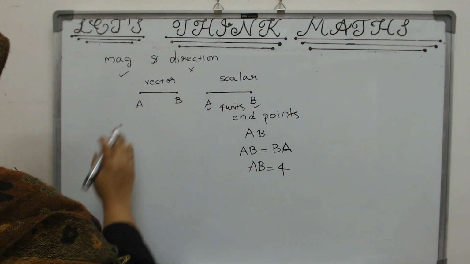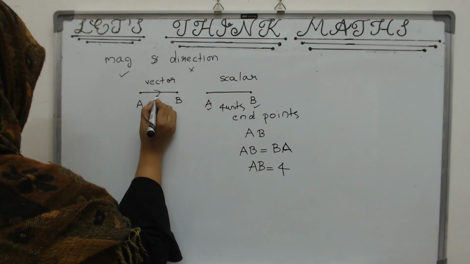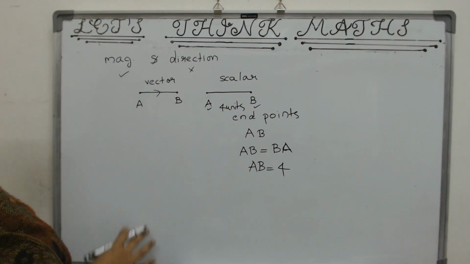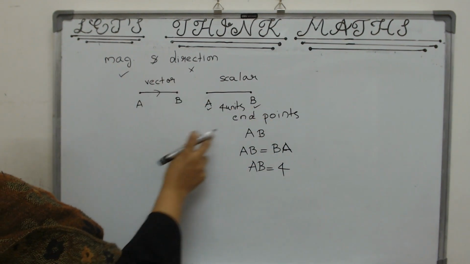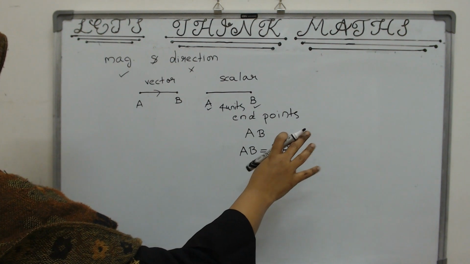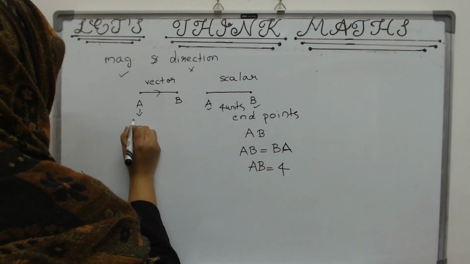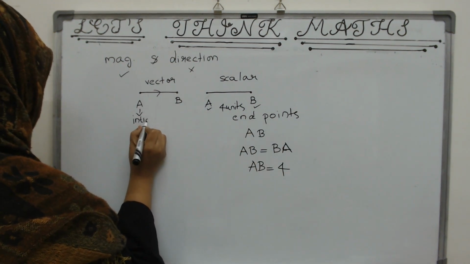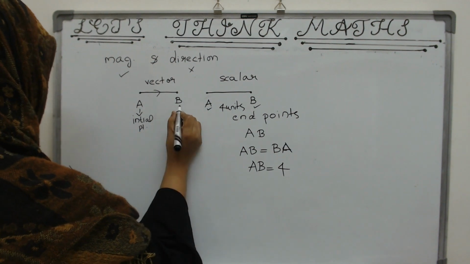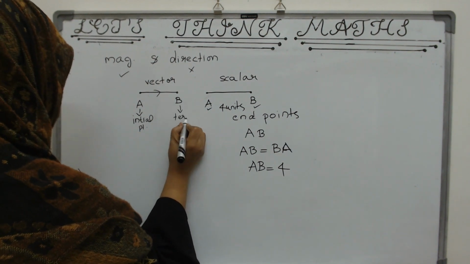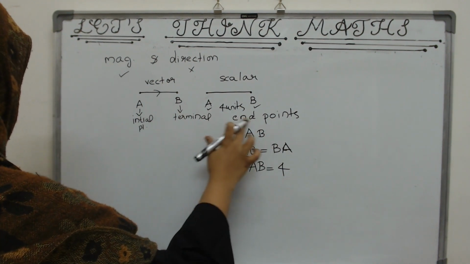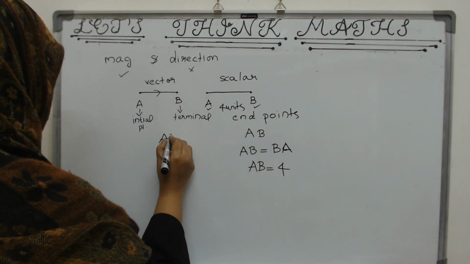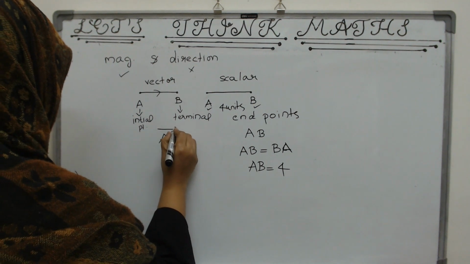Now come to the vectors. Vectors have a direction. That means they are starting from some place, they are going to some place. So instead of just blandly calling them endpoints, we have to call A the initial point, and we have to call B the terminal point. And here, instead of simply writing AB, we write it with this symbol on top.